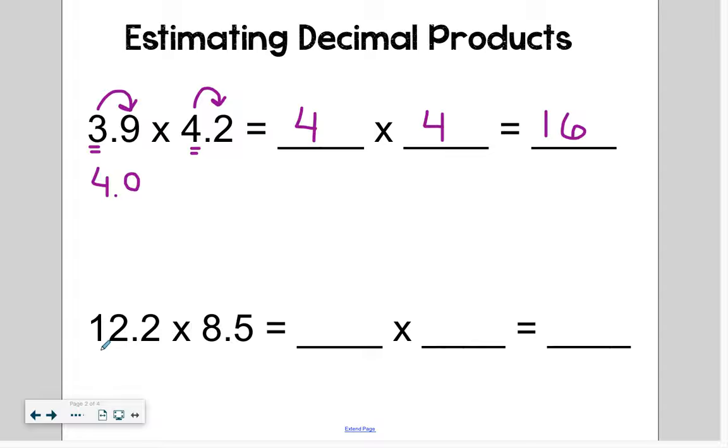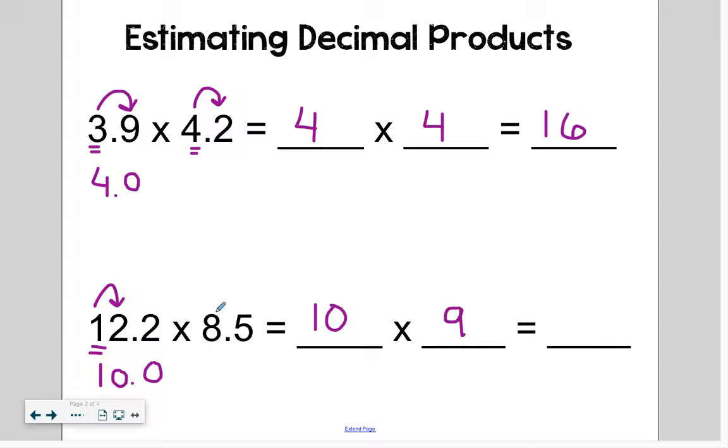12 and 2/10, we'll round this number to our highest place value. Our 1 is in our highest place value. It's in the tens place. So 12.2 would round to 10. 10.0 is the same thing as 10, but we don't typically write anything to the right of the decimal point if there's a 0 there. So that's just 10. That's like saying $12.20 is close to $10. 8 and 5/10 would round to 9.